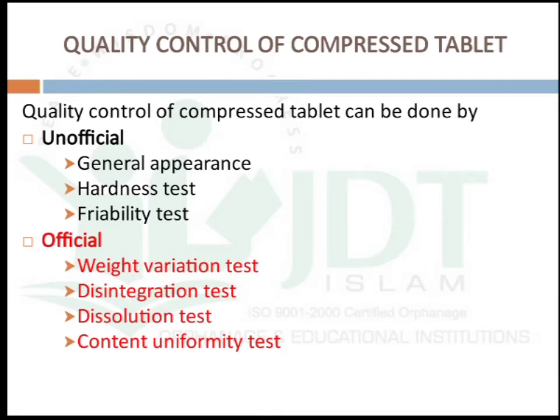So that is all about the unofficial tests for quality control: general appearance, hardness and friability test. Now we can discuss the official methods like weight variation, disintegration test, dissolution test and content uniformity test.